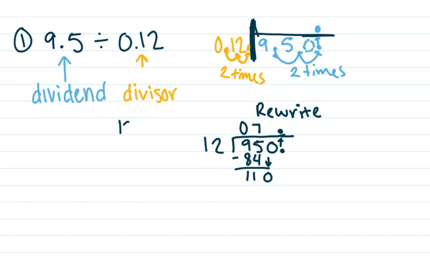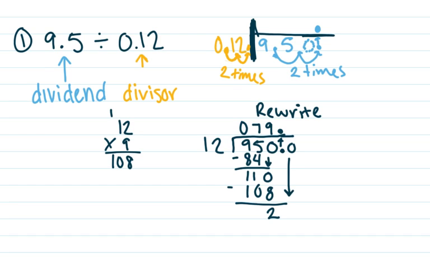Let's do a little bit of scratch work over here to the side. That's 18, carry my 1. 9 times, that's 908. I subtract and I get a 2. My division is not done, so I add a 0 on the other side of my decimal point to continue to divide.